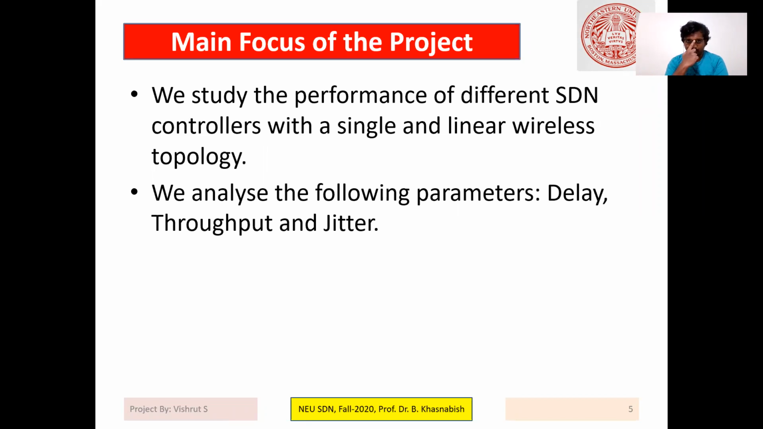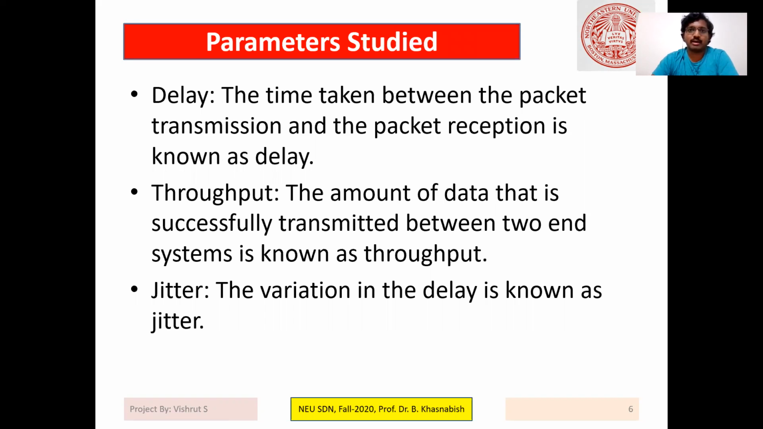So the main focus of this project is studying the performance of different SDN controllers with single and linear wireless topologies, and I'll be analyzing the following parameters: delay, throughput, and jitter. A little bit about the parameters. Delay is the time taken between the packet transmission and the packet reception. Throughput is the amount of data that is transmitted successfully between the sender and the receiver. And the variation that occurs in the delay while sending the packets is known as jitter.